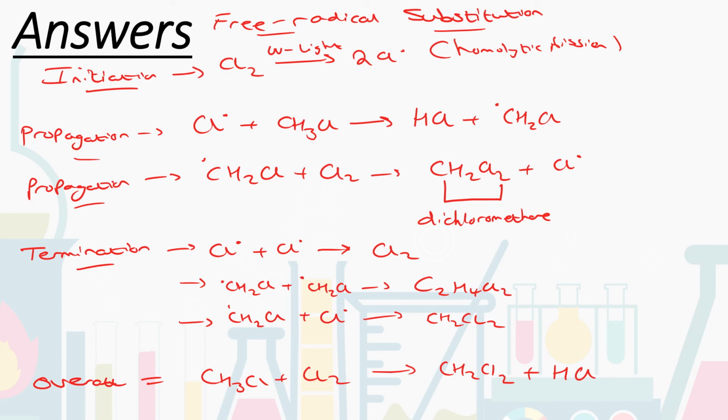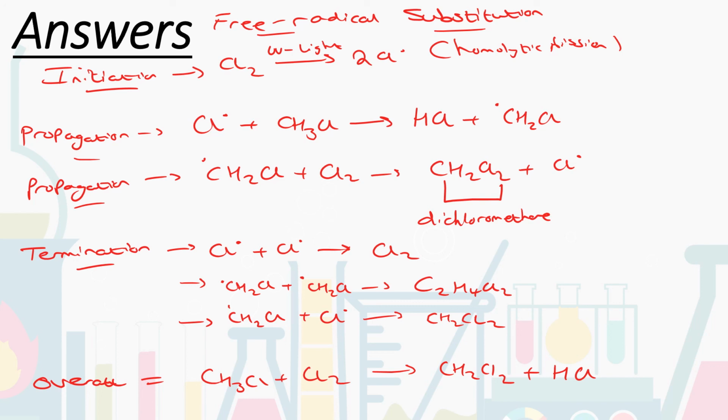So we take our initiation step, which is our chlorine under UV light, doing our homolytic fission, breaking it evenly, one electron to each, to produce two chlorine radicals. Our first propagation is a chlorine radical reacting with our chloromethane. Remember I said it abstracts a hydrogen atom to make HCl. So we form HCl and we abstract a hydrogen atom to now make CH2Cl as a radical. Remember that the propagation steps are always radical plus stable molecule gives you radical plus stable molecule.